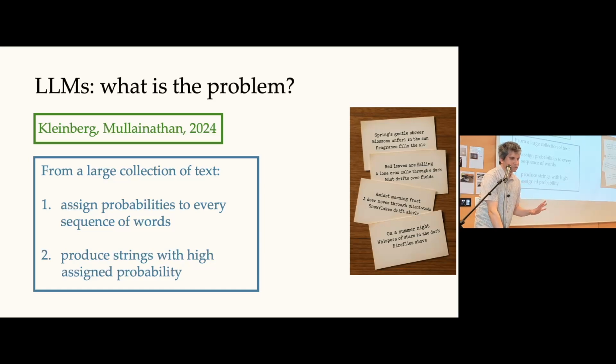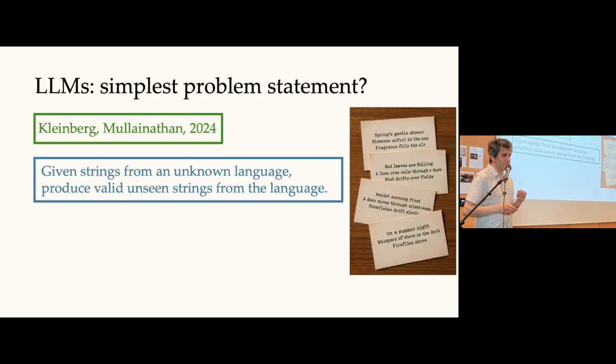But if you think about this, this is really what LLMs seem to do. But do we really need all of these details in the definition of the problem statement? Do we need probabilities, for example? You could say, in some sense, probabilities are convenient, but can we come up with a problem statement that's even cleaner than this, even more basic than this? Here's an attempt to do that. This was the problem statement that Kleinberg and Mullainathan proposed.